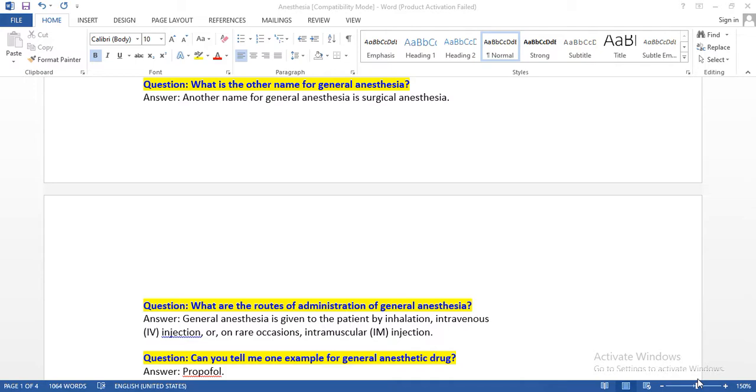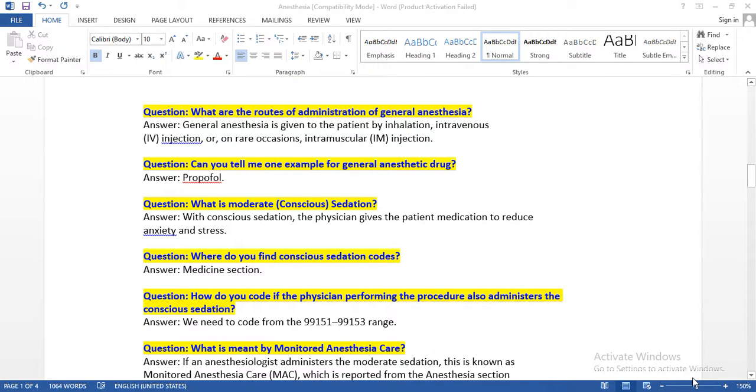Next question: What is the other name for general anesthesia? Answer: Another name for general anesthesia is surgical anesthesia. Next question: What are the routes of administration of general anesthesia? Answer: General anesthesia is given to the patient by inhalation, intravenous injection, or on rare occasions intramuscular injections.